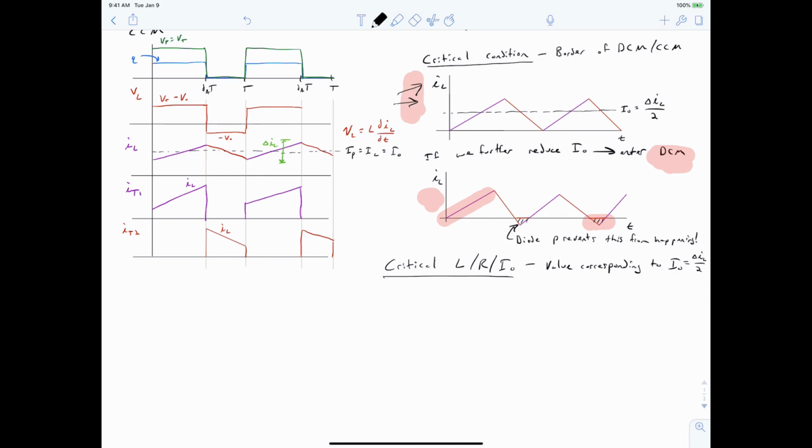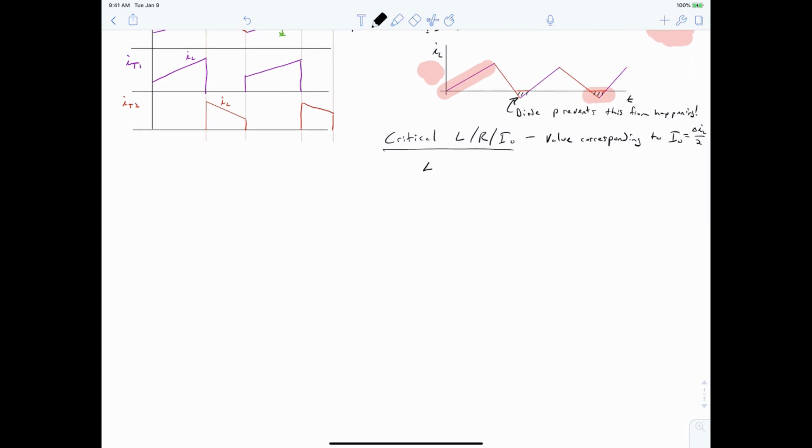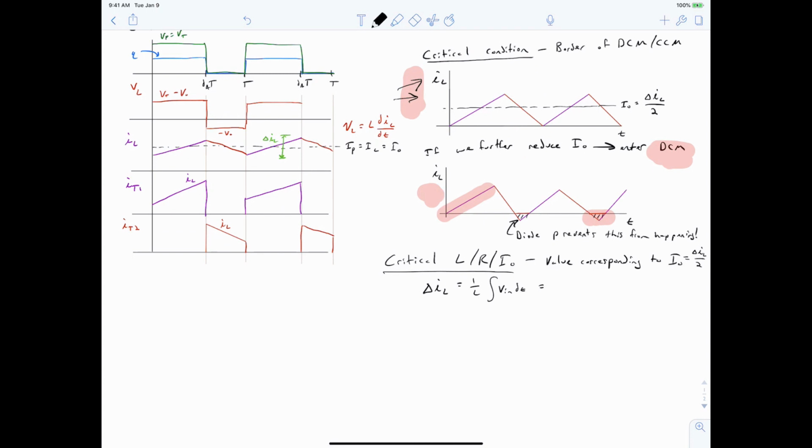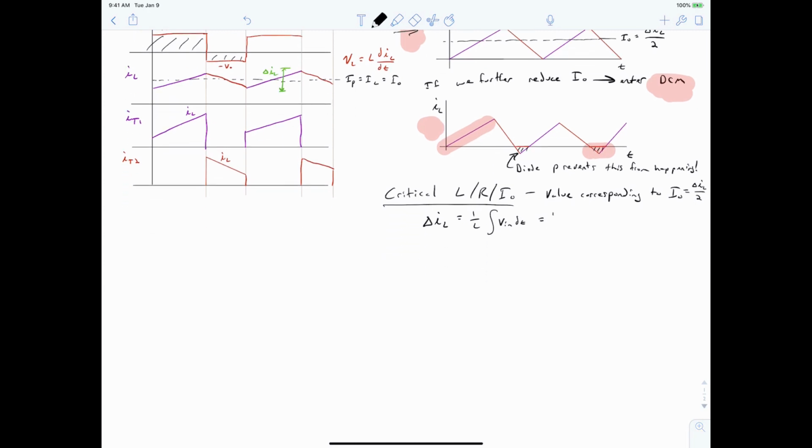And the way we do this is by studying our ripple current, which by now you should be very familiar with. This expression says that our ripple current is equal to 1 over inductance times the volt seconds that are applied over an interval. And we can calculate this over either this interval or this interval. We're going to calculate it over the first interval in this case. And we can simplify this expression by noting that in the continuous conduction mode, our output voltage is equal to our active duty ratio times Vin.